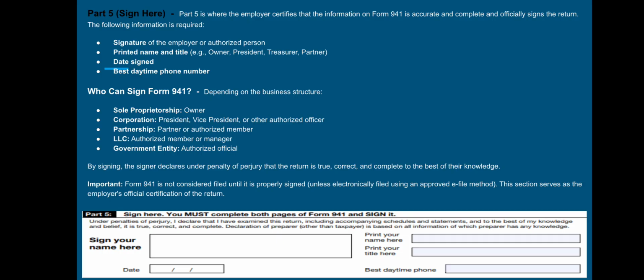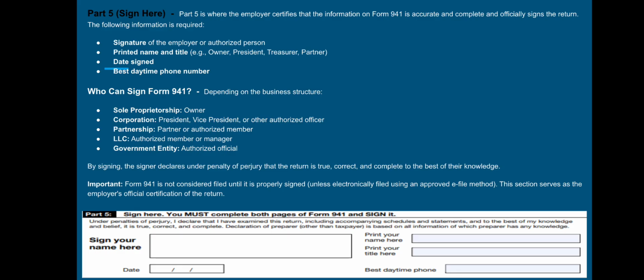Who can sign Form 941? Depending on the business structure: in a sole proprietorship business type or business entity, the owner can sign. In a corporation, the president, vice president, or other authorized officer. In a partnership, a partner or authorized member. In an LLC, an authorized member or manager. In a government entity, an authorized official.